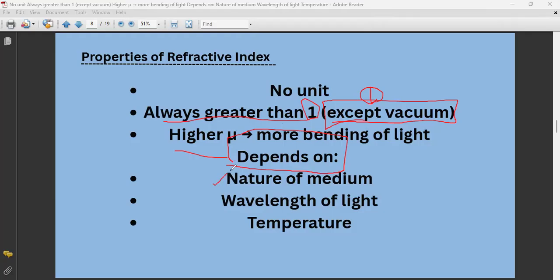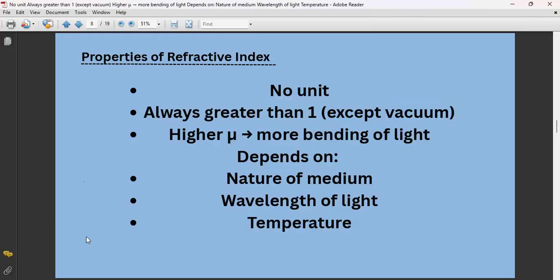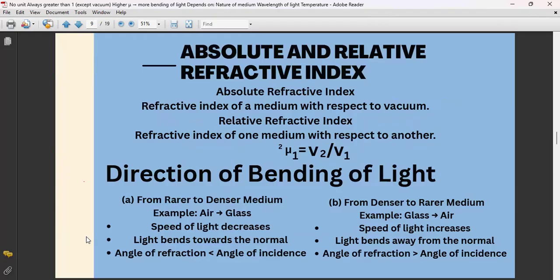Now on what basis does it change, and on what factors does it depend? It depends on the nature of the medium, and it depends on the wavelength of light, because we know that different light changes into different colors, and it will also change its wavelength. So the refractive index will also depend upon that. So it depends upon the nature of the medium, the wavelength of light, and also the temperature. So this is about refractive index. Keep in mind that it won't have any definite unit.